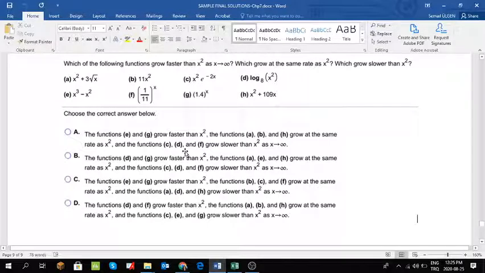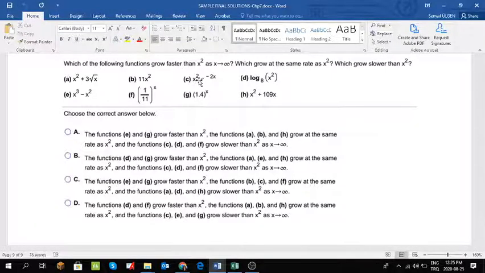And the functions c, d, and f grow slower than x squared as x goes to infinity. C, d, f, logarithm is definitely going to be slower, and if you divide this by x squared, you get 1 over e to the negative 2x. So this is a function that is less than 1.